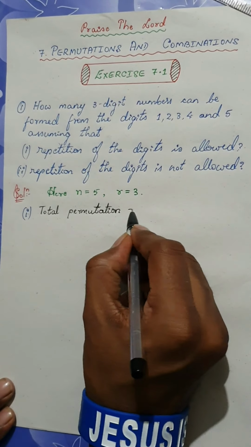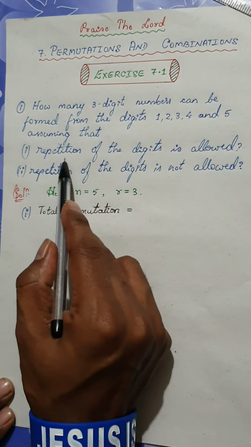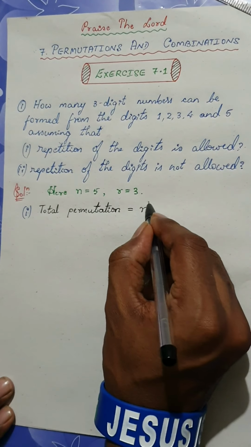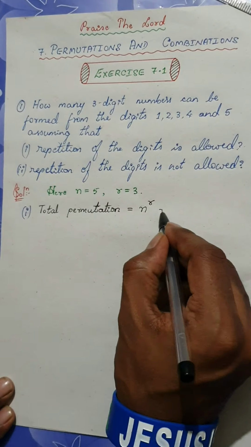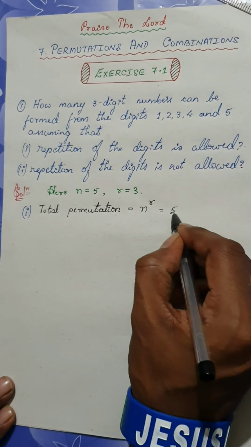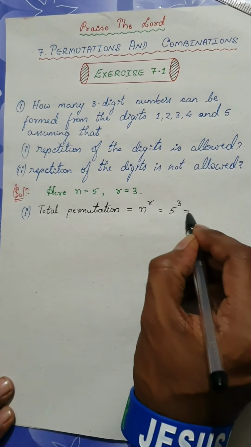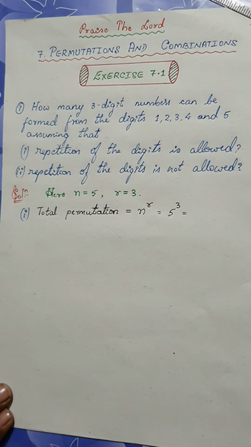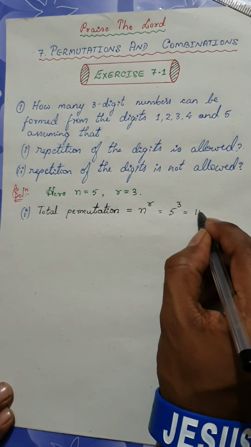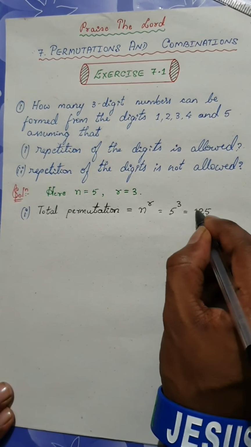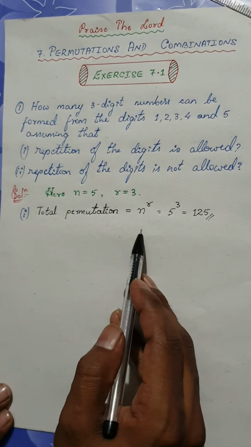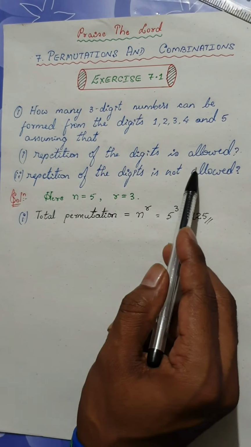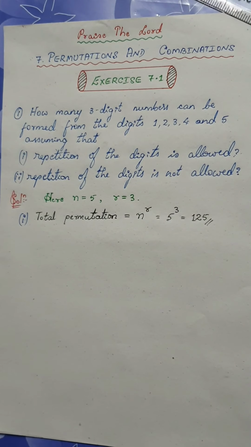Remember, when repetition is allowed, the total permutation would be n power r. What is n here? It is 5, and r is 3. So 5 cube. What is 5 cube? It is 5 into 5 into 5. 5 fives are 25, 25 fives are 125. That is, there are 125 three-digit numbers that can be formed using the digits 1, 2, 3, 4, 5, provided repetition is allowed. This is one way.